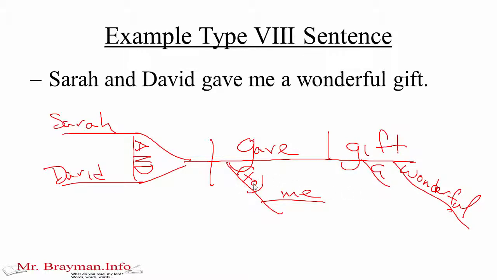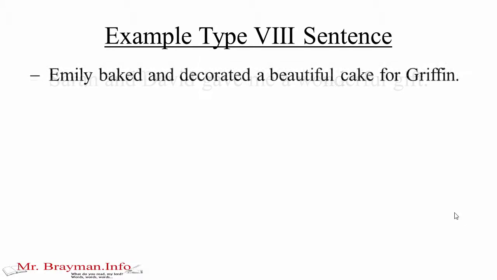And if it helps you, you can put that understood preposition in there in parentheses. Some teachers will ask you to do that. Some teachers won't. If you're in my class, I don't care whether you put it in there or not, as long as you understand by your diagram that this is the indirect object. All right, let's go on to the next one. Ooh, looks like we've got a compound predicate here. This one's going to be screwy.